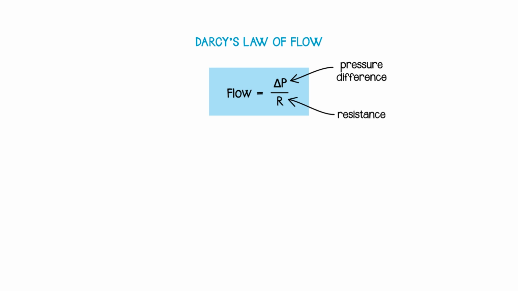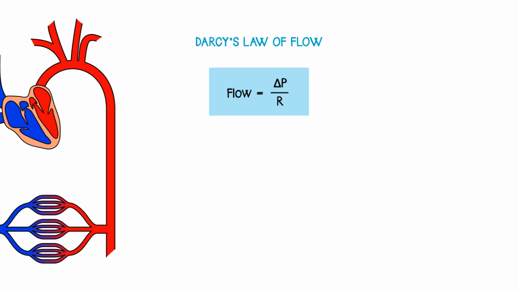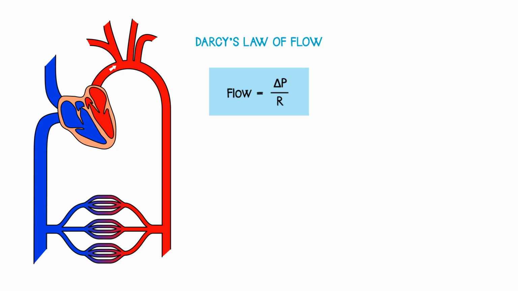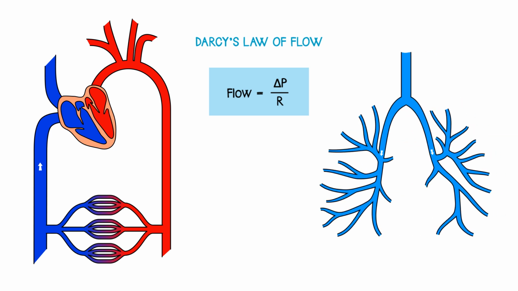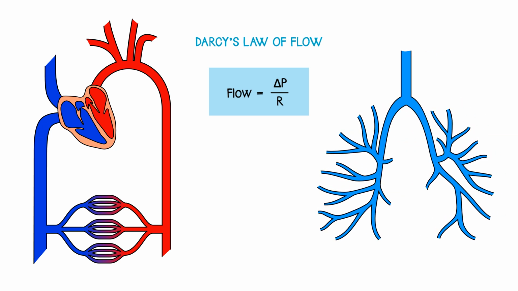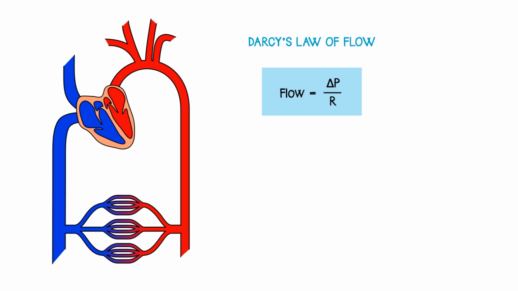In fact, you can use Darcy's law of flow for the flow of any fluid in a tube or in a system of tubes, as long as that flow is laminar, which is normally the case within the body. So you can apply this very simple equation not just to the flow of blood in the blood vessels, you can also apply it to the flow of air within the bronchi and bronchioles, for example, when we talk about respiratory physiology, because air counts as a fluid as well. A fluid is a liquid or a gas.